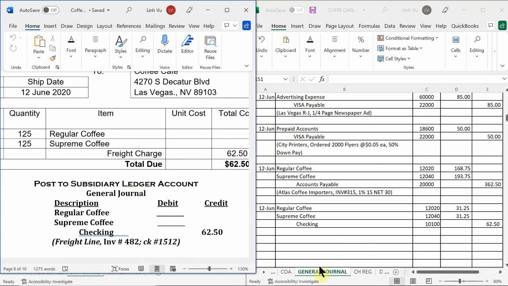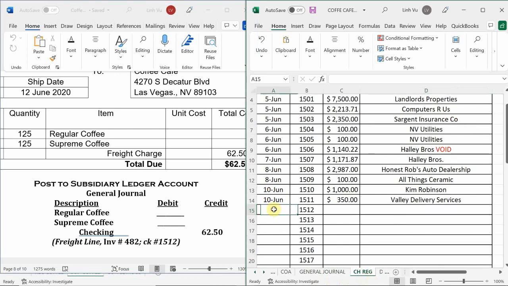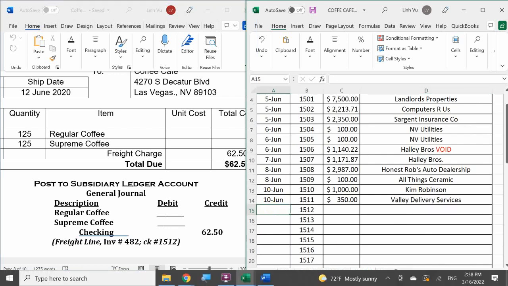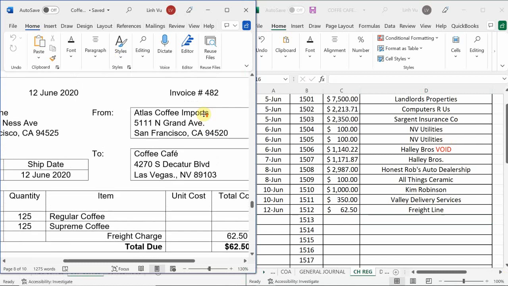So therefore, check register. It is the 12th. I paid $62.50 to Freightline, using check number 1512.